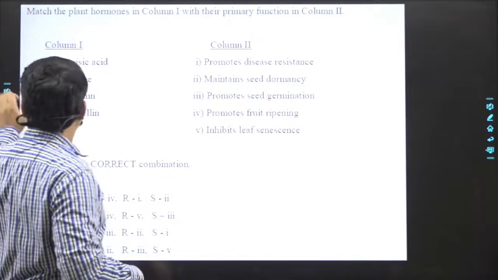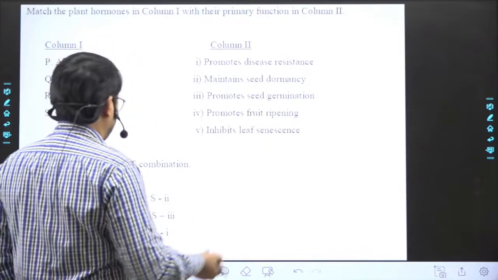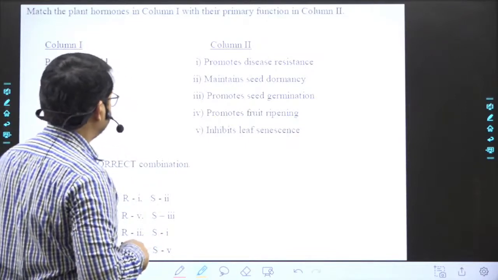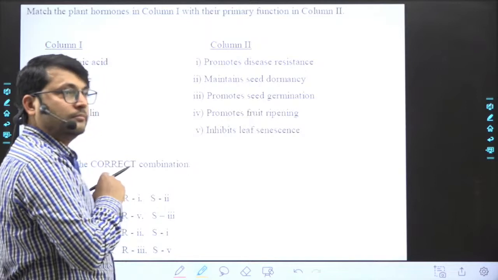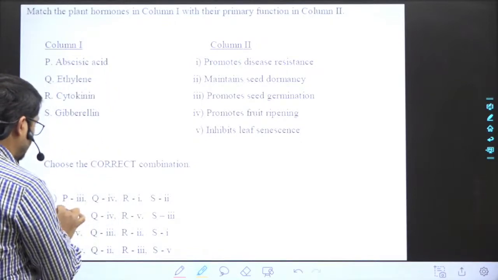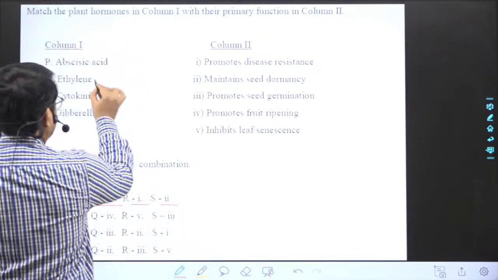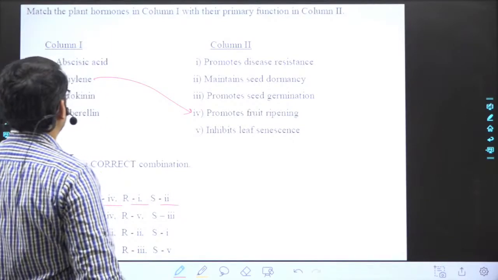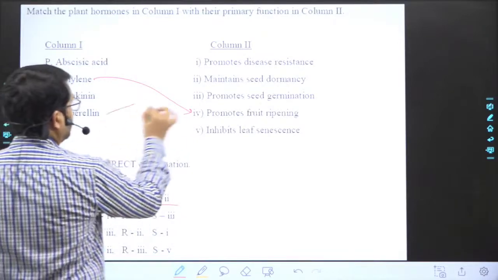The last question talks about matching the plant hormones with their functions, right? Now, this is straightforward: abscisic acid, ethylene, cytokinin, and gibberellin. Great. And the options given are in this form. Okay? Now, let's talk about the options. See, ethylene, you know, promotes fruit ripening. Okay? Great. Now, you know abscisic acid, gibberellin. Gibberellin promotes seed germination.